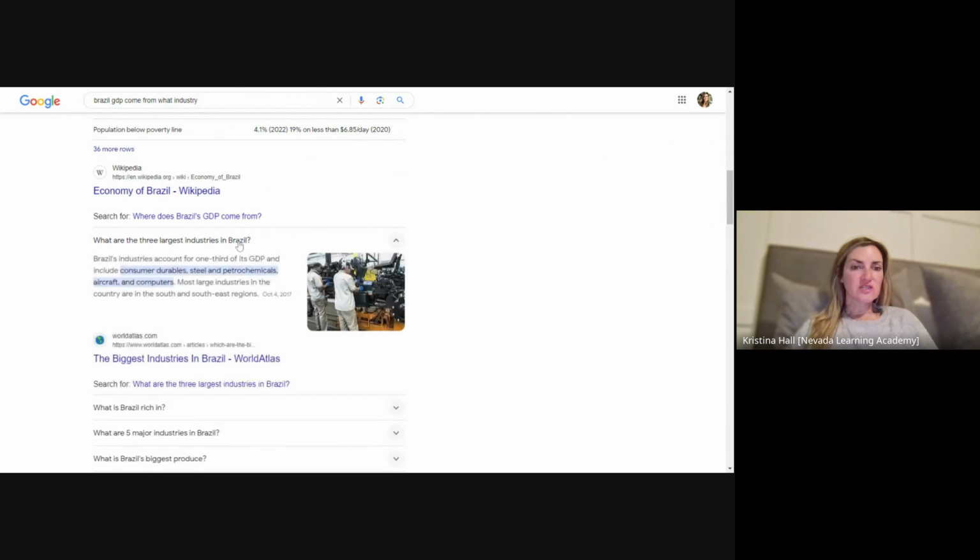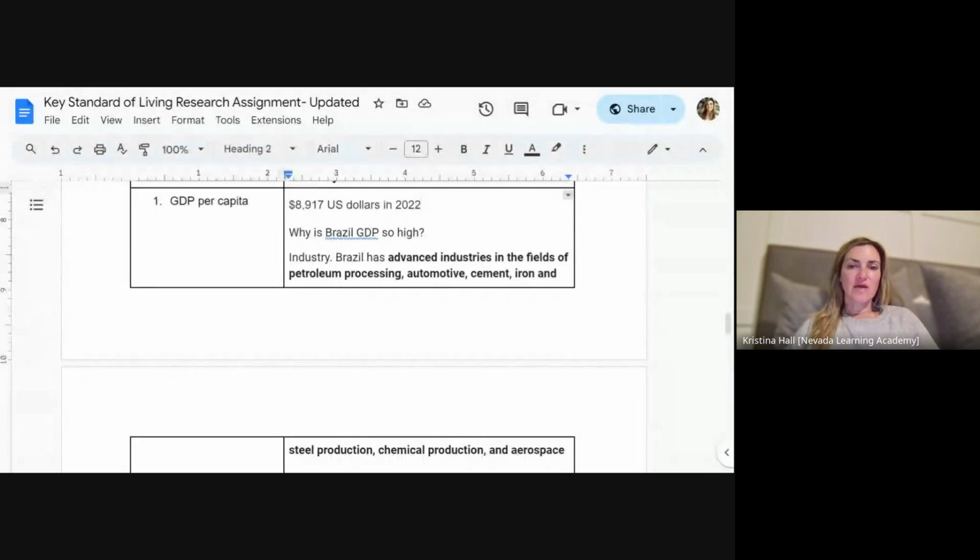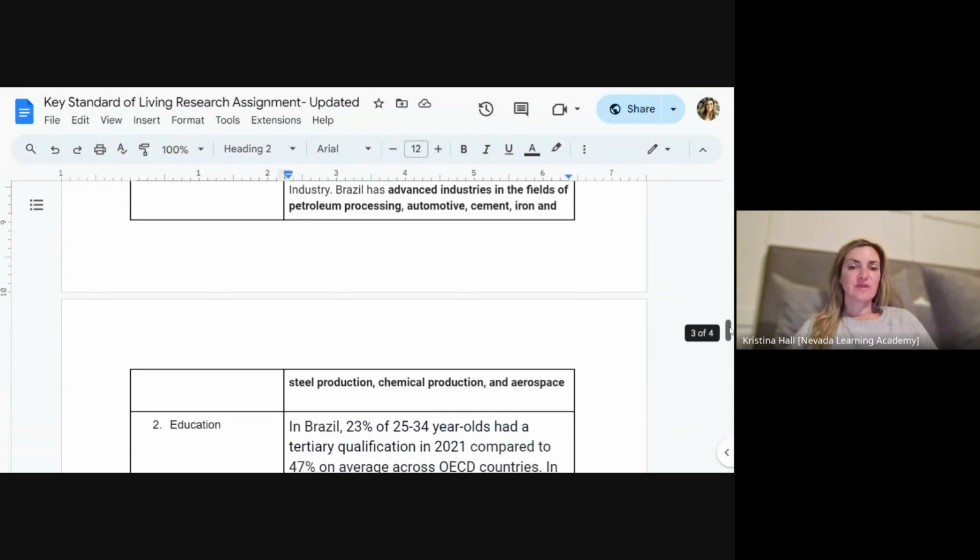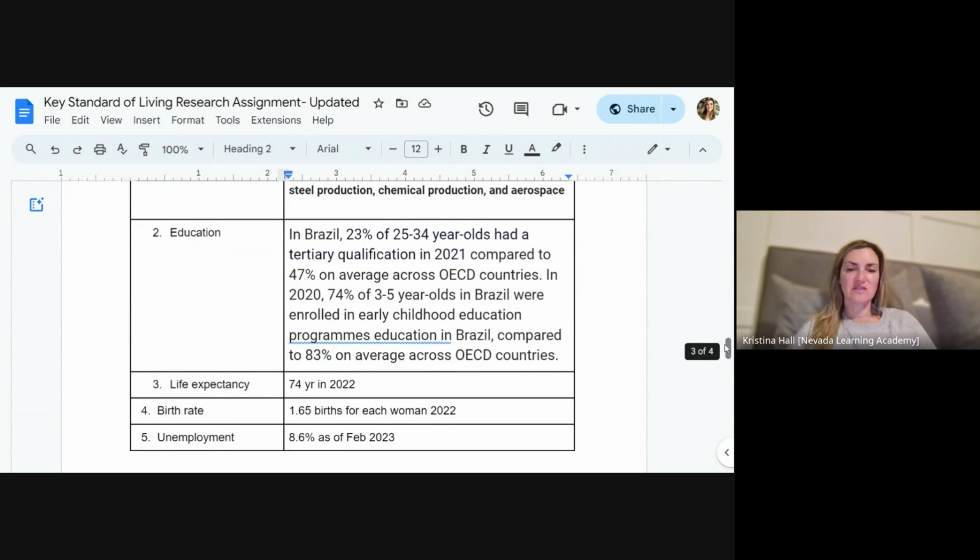What are the three largest industries in Brazil? Consumer durables, steel and petrochemicals, aircraft and computers. So that's really interesting. Okay, so it's like, what is causing the income in Brazil? And then you could put that here, and you're going to do that for each country. Then we're going to go to our next one, education rates.